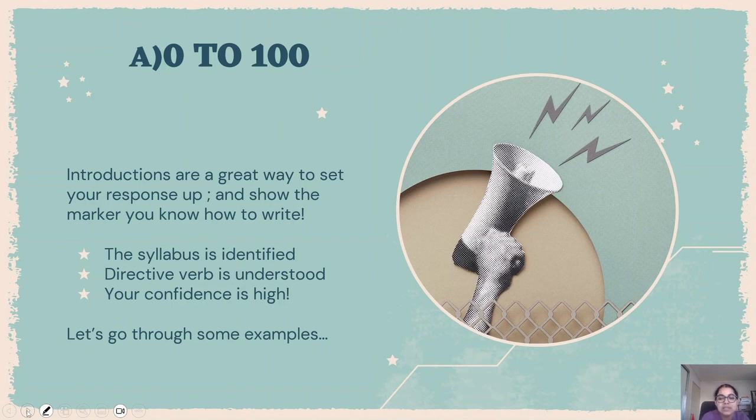Now also in the introduction we make sure that the syllabus is identified. So the syllabus dot point that we will be talking about is identified. The directive verb is understood, so that's really important. And finally, the confidence is high. So we're going to go through some examples, and we're going to talk about the importance of whether or not you should have an introduction.